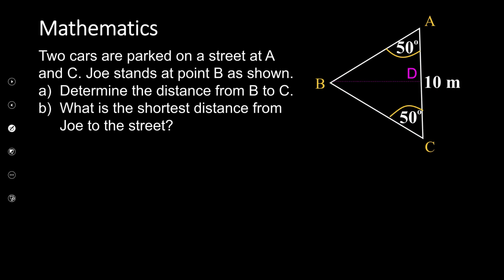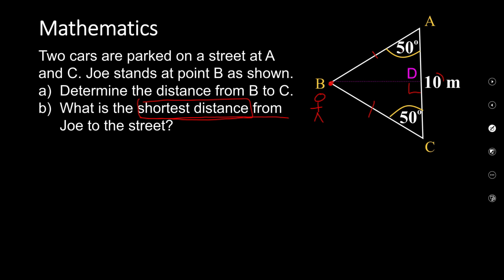Okay, let's try the second part of the question. They ask, what is the shortest distance from Joe to the street? Remember again, Joe was standing here. And when we discuss the term shortest distance, we're talking about the perpendicular distance from this point to this line. So basically, we can construct this line BD that's perpendicular to AC. Now remember, this is an isosceles triangle because both these angles are equal to 50. So it means that this purple line BD that we've just drawn in will divide this 10 into half.